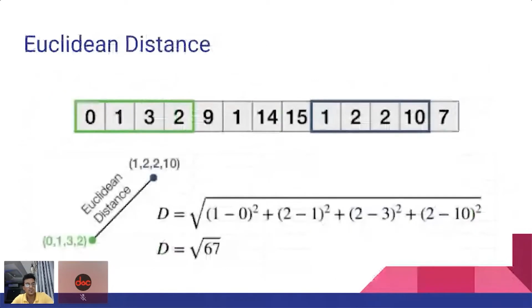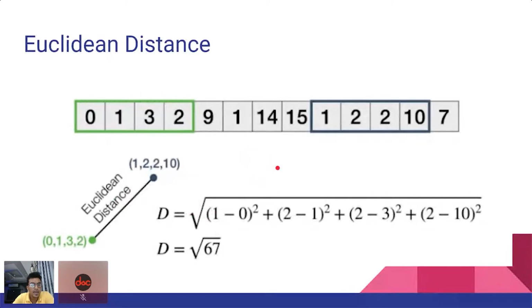Now 0, 1, 3, 2 and 1, 3, 2, 9 is what I was taking, but in this example we have taken 1, 2, 2, 10, which is also another subsequence. And how do we calculate the distance? By simple Euclidean distance, which is like x1 minus x2 whole square plus y1 minus y2 whole square plus so on and so forth, right? So this is simple. This is how we calculate the distance between a particular subsequence with every respective subsequence.